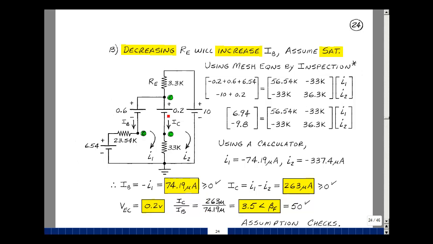And the current I sub C is the current in this branch of the circuit, and that's going to be I1, which agrees with it, minus I2, which disagrees with it. The difference of those two is the collector current. It is a plus 263 microamps, and that's greater than or equal to 0. The emitter collector voltage is 0.2 because that's part of our model. Lastly, we need to check the ratio of IC to IB. 263 micro over 74.19 micro is 3.5, and that's less than the beta F of 50. We are in saturation.